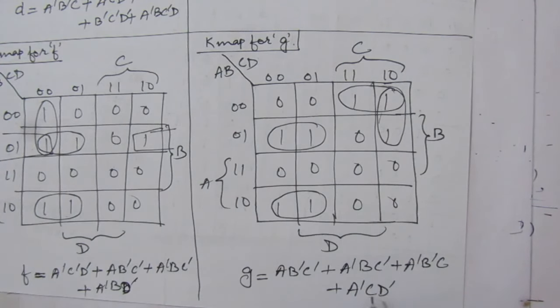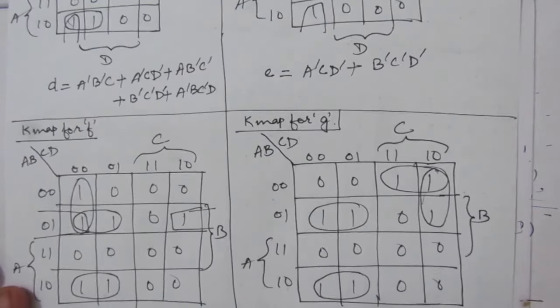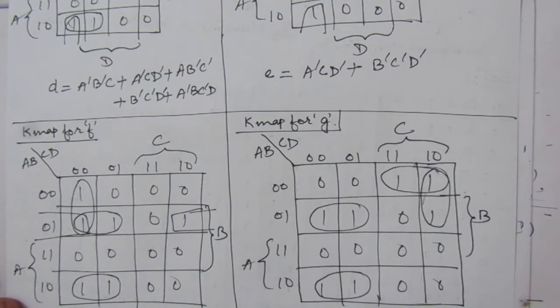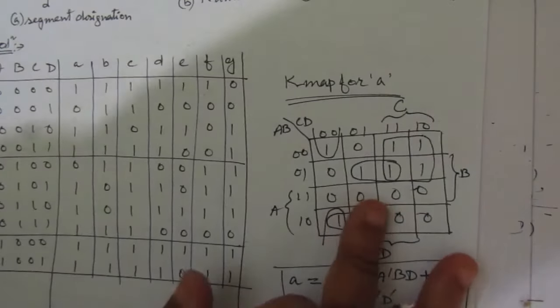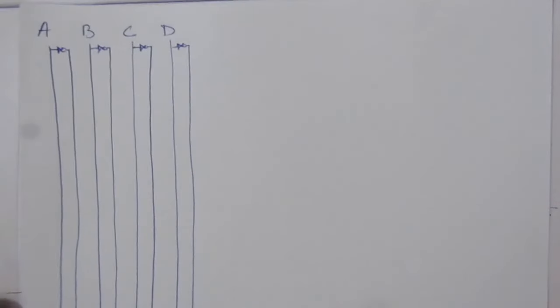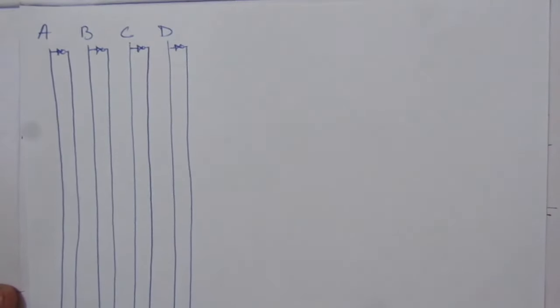Okay, so this is the Boolean expression for small c. So we have found all the Boolean expressions for small a, small b, small c, small d, small e, small f, and small g. Now we have to make the logic circuit. Here in this case, we have four inputs, capital A, capital B, capital C, and capital D.